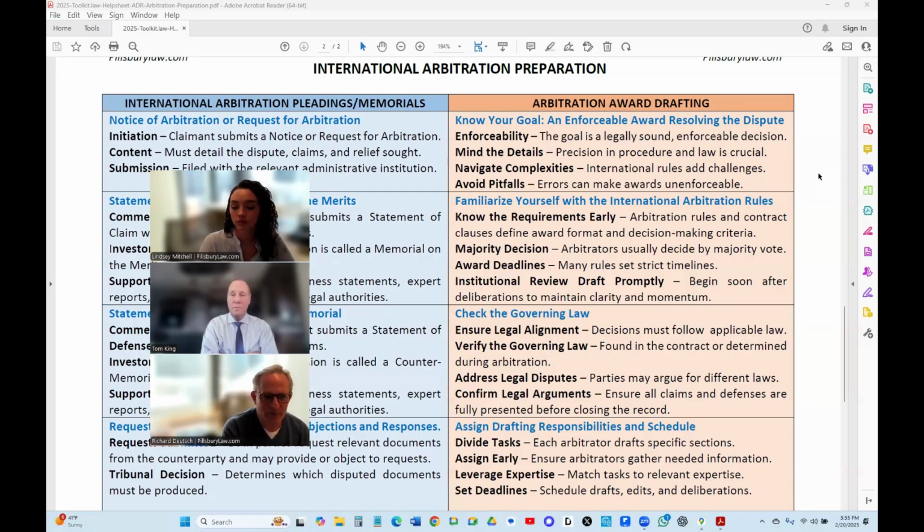The arbitration provision will also have requirements as to how the arbitrators are to decide the matter. Is it majority of arbitrators? Things like that you have to really pay attention to.